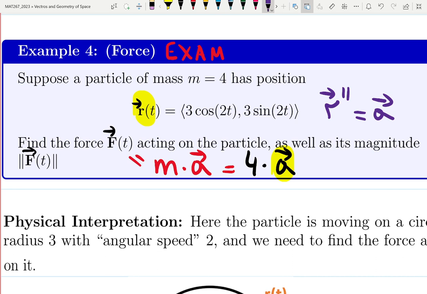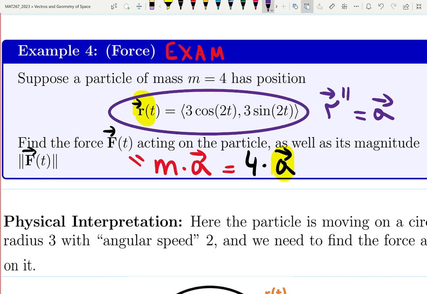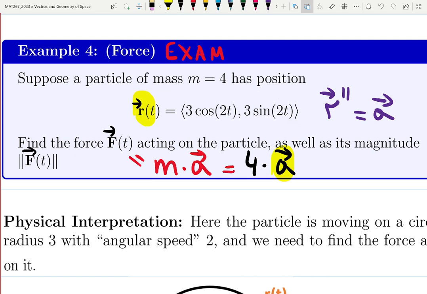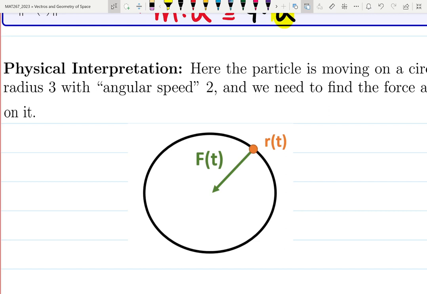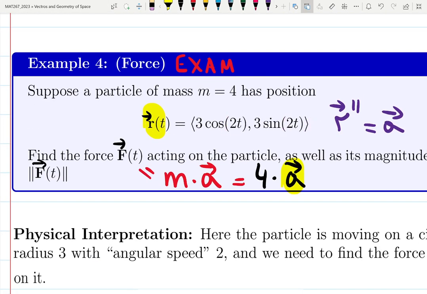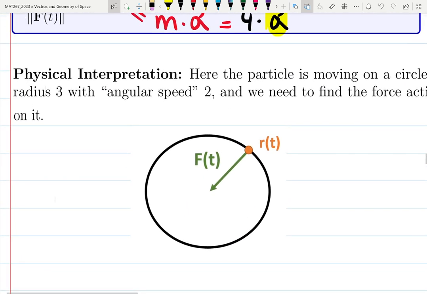Physical interpretation: the particle is moving on a circle of radius 3 with angular speed 2, and we need to find the force acting on it. Where did we see the circle? This is a circle: 3 cosine 2t and 3 sine 2t. 3 cosine squared plus 3 sine squared gives you x squared plus y squared equals 3 squared. So it looks like that. The particle is moving on a circle, and we need to find the force that's acting on it. It's called angular speed because the circle has radius 3, angular speed is 2, that kind of stuff. Angular speed comes from this angle. You don't have to write this interpretation down unless you're a physics major, then you should, because that's your thing.